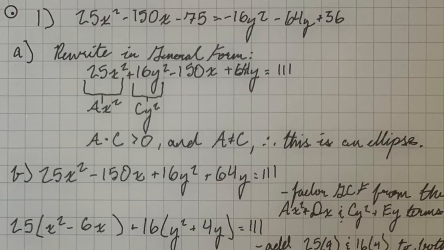Now notice the first two terms on the left side are the ax squared and the cy squared terms in the general form. And because we can see that a times c, that's the coefficient of the x squared times the coefficient of the y squared, is greater than 0, as they're both positive, and a does not equal c, this tells us that this conic is an ellipse, and we can go on solving it as such.